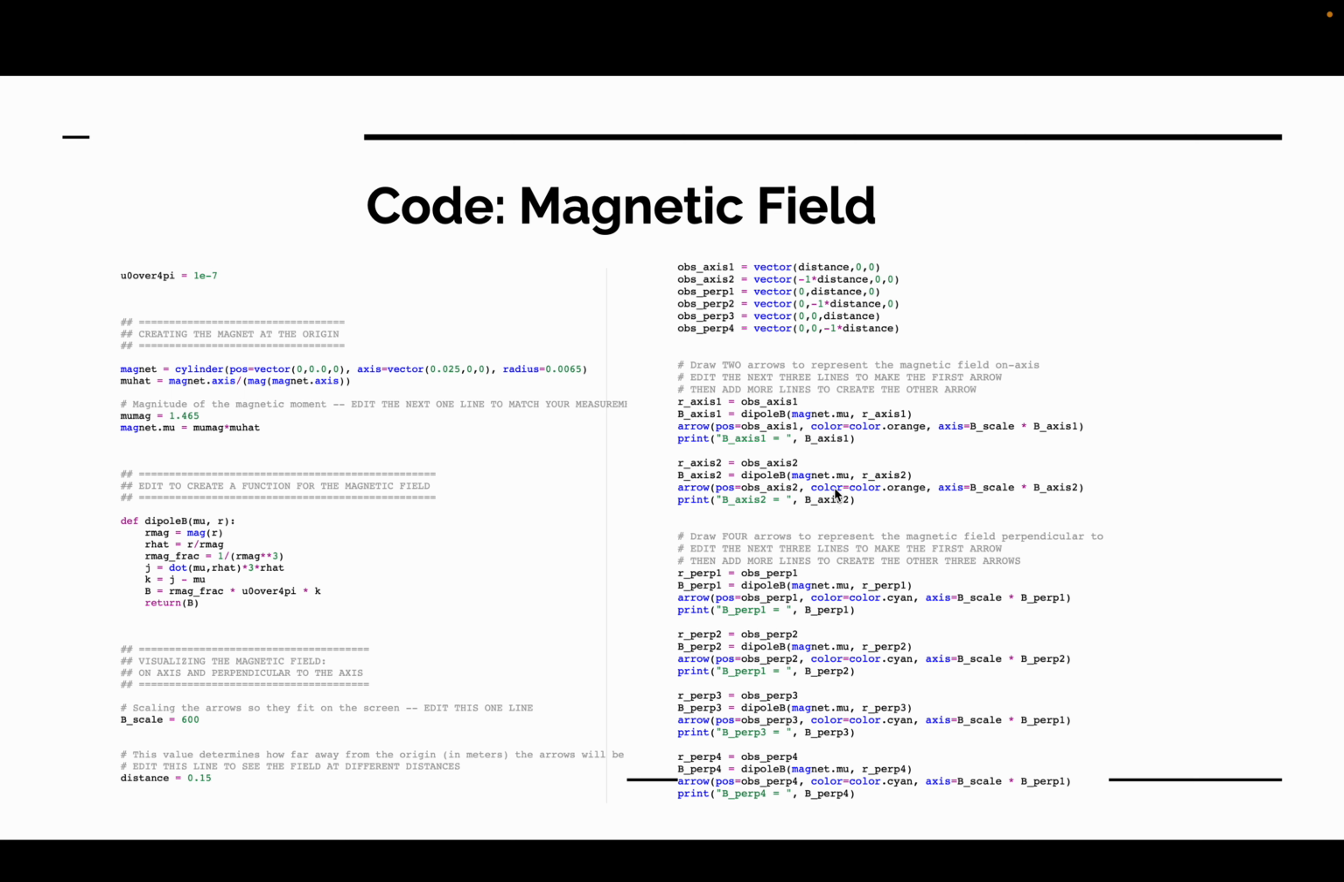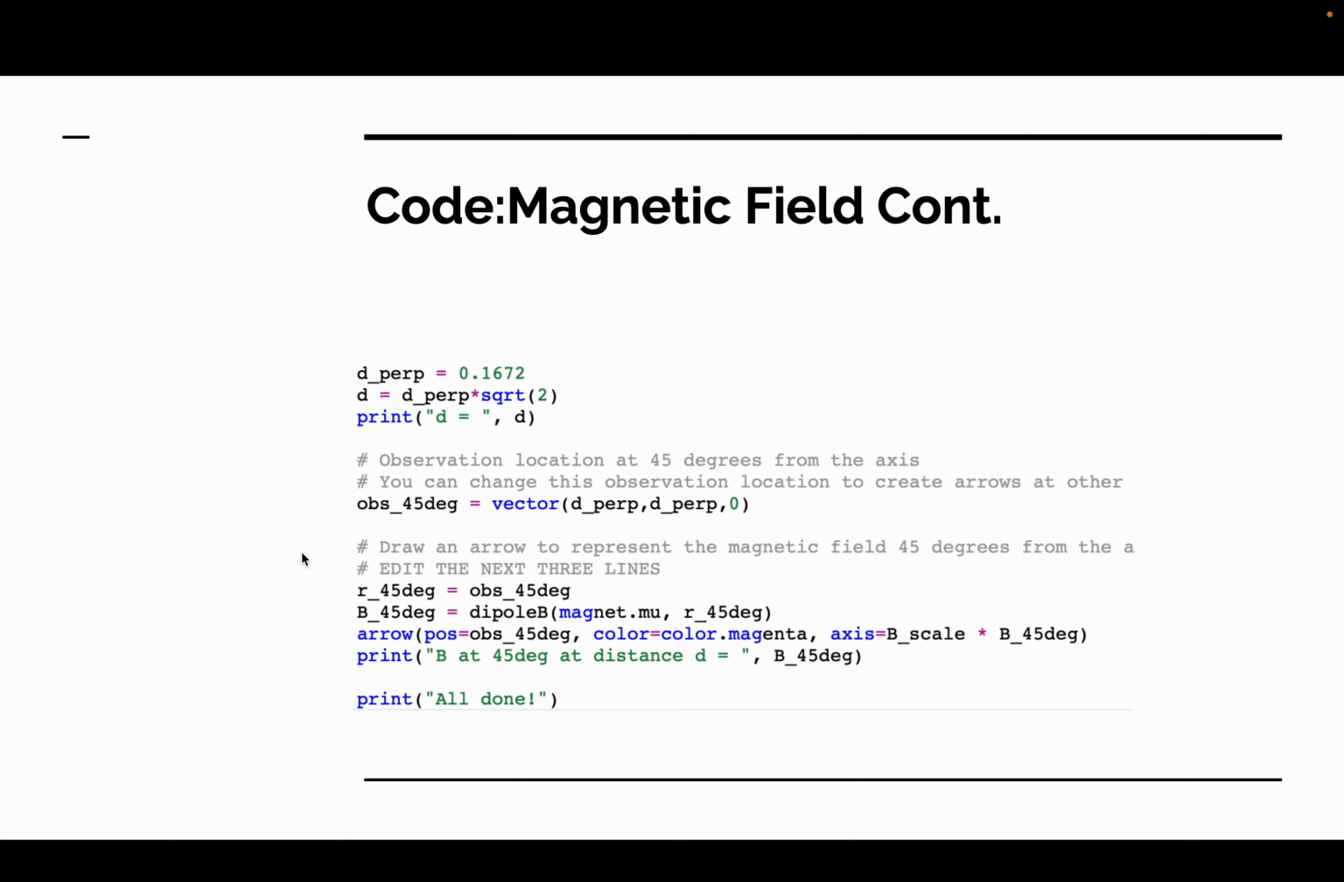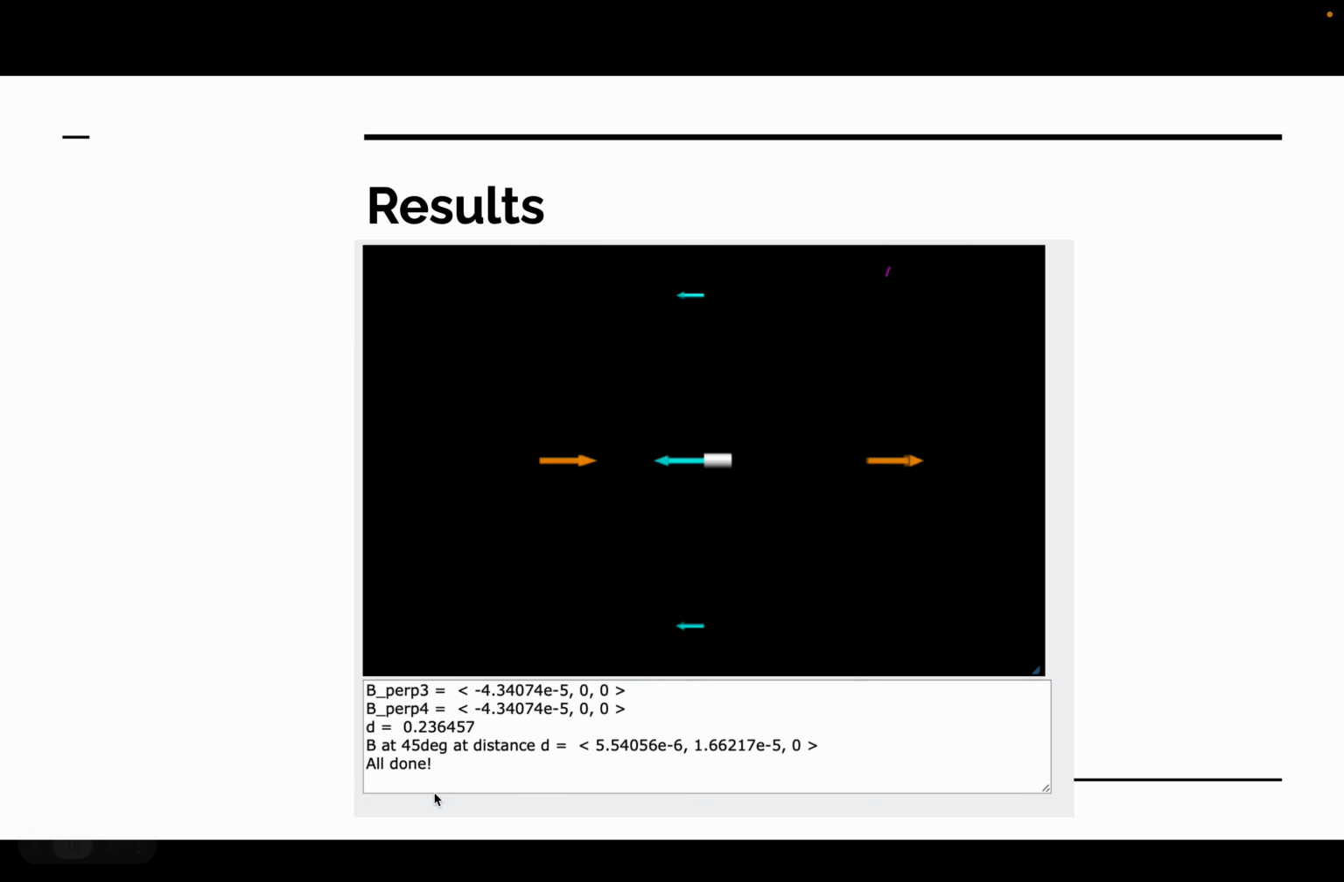Here we define our on-axis vectors in the color orange. We have our perpendicular vectors in the color cyan, and then we have a singular vector which is 45 degrees from the magnet, and that is in magenta.